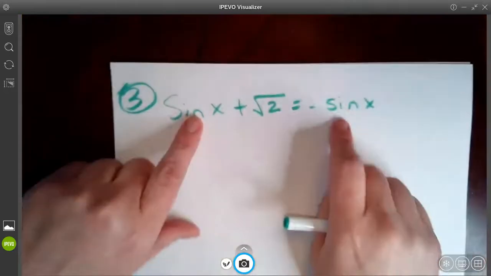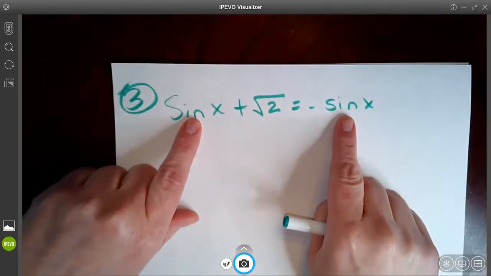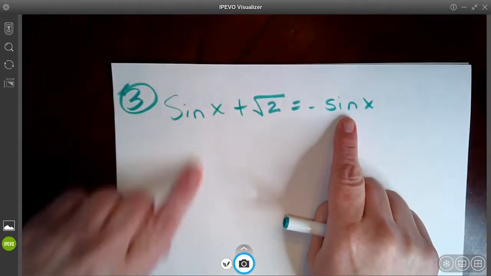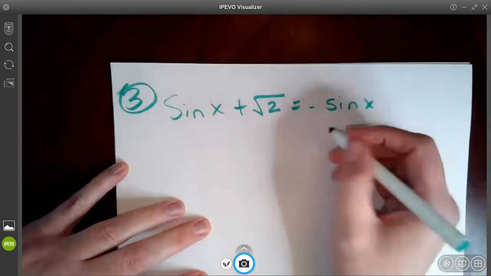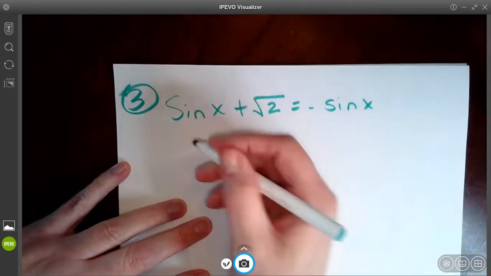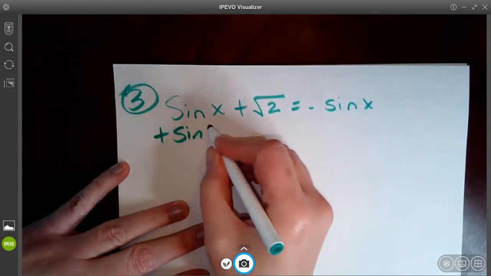All right, so let's look at this one now. We got a little bit of work to do. Notice that we have sine on two sides of our equation. Well, to solve, I need sine to be by itself. So what I'm going to do is get the sines together on the same side. And if this is a minus sine x, then to move it over, I would add sine x.